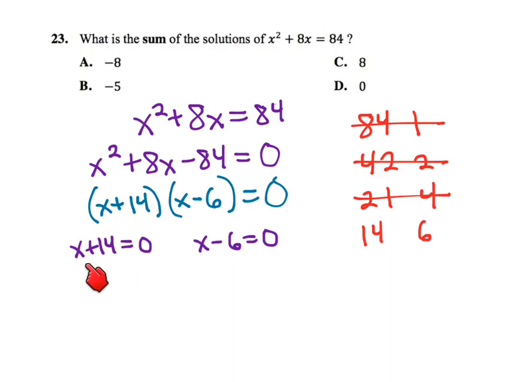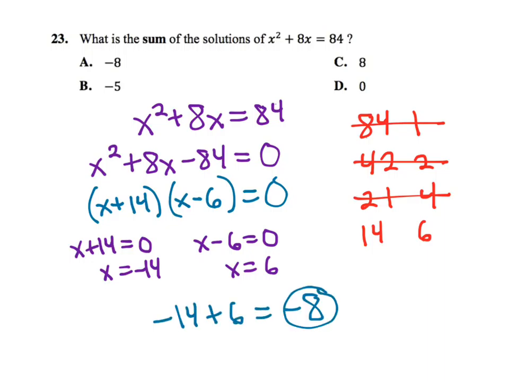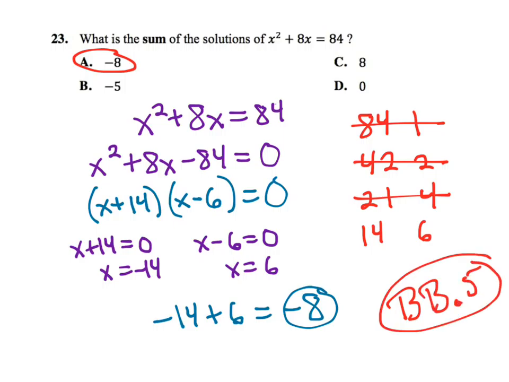All right, solve for x on each one. x equals negative 14, or x equals 6. Those are my two solutions. I need to add them up. Negative 14 plus 6 equals negative 8. There's my answer to the question here. BB5 is probably what you want to work with here.